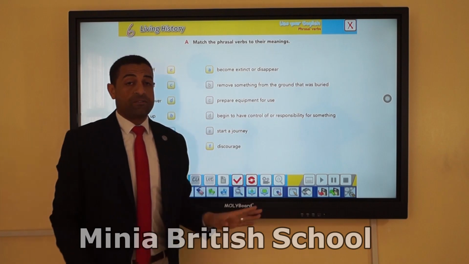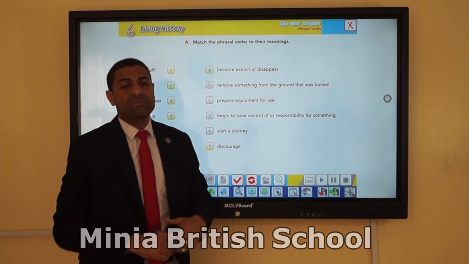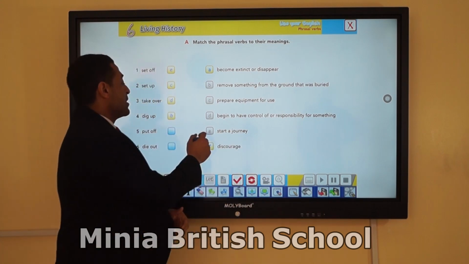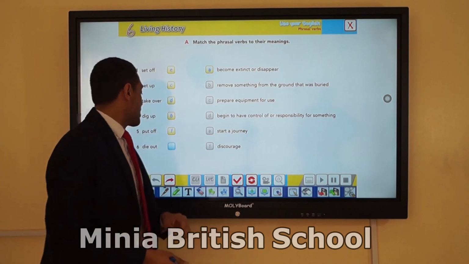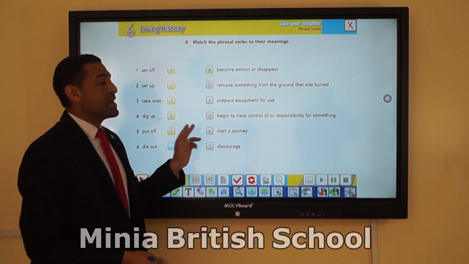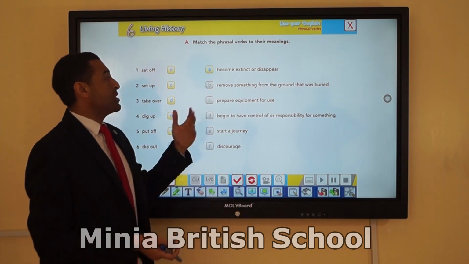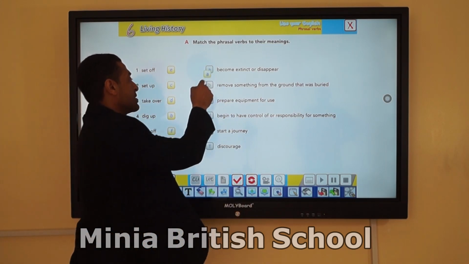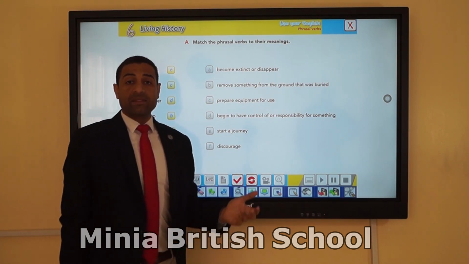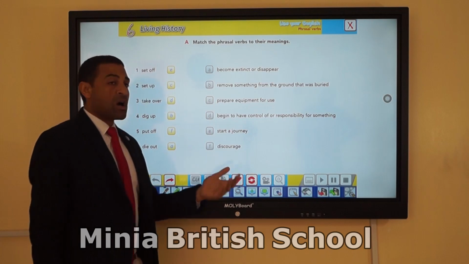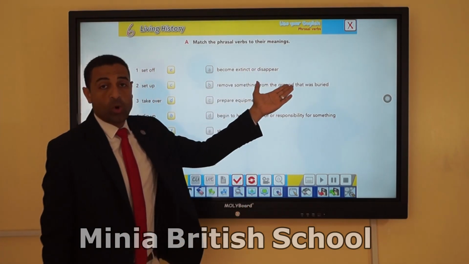And then put off. Put off means to discourage someone, to make him disappointed. So here, put off means discourage. And then we have die out. Die out means to disappear or become extinct. Like when we are talking about pandas, we can say pandas will die out very soon, to become extinct or disappear.